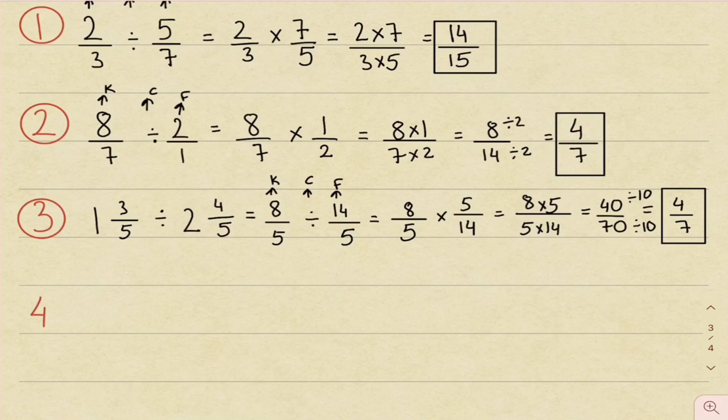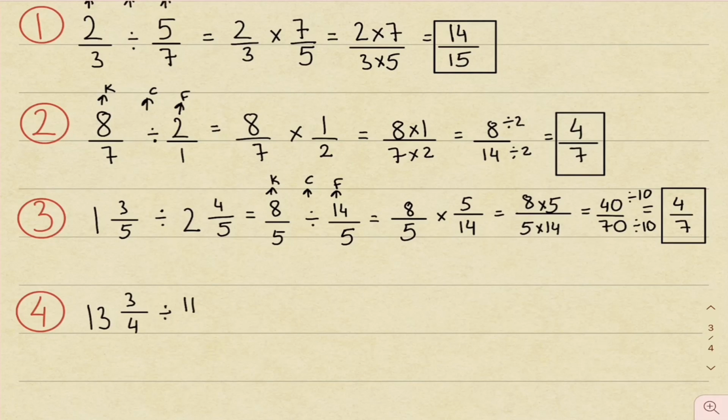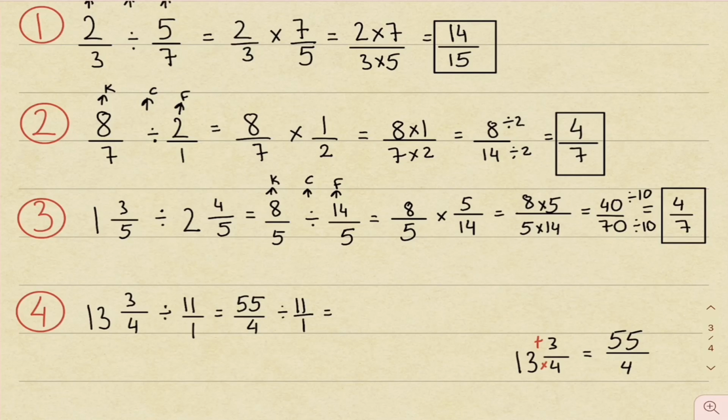I'm going to do one more problem. Problem 4. 13 over 4 divided by 11. So right away, I'm going to make this 11 over 1. I'm going to go ahead and change the mixed number into an improper fraction. So I have 55 over 4 divided by 11 over 1.